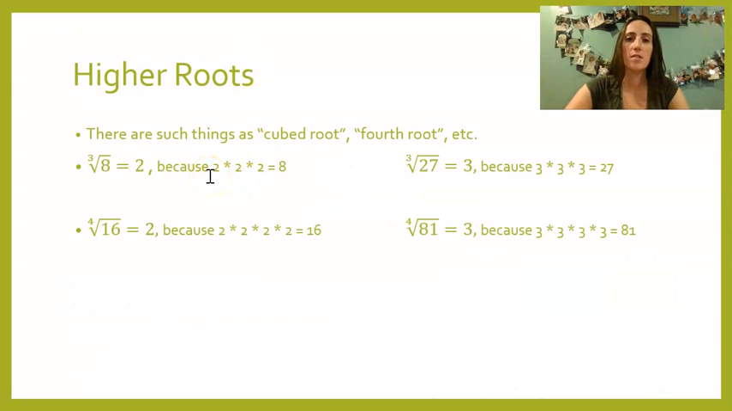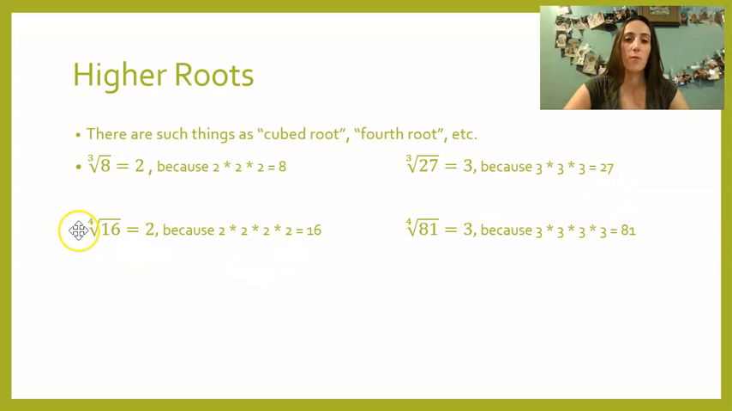Then, because we can have indexes that don't have to just be 2, we have things such as cubed root and fourth root and fifth root, etc., instead of just square roots. So if we have the cubed root of 8, that's going to give us a value of 2. I know that because 2 times 2 times 2 equals 8. I'm taking the value and multiplying it 3 times because it has a root of 3. Then, therefore, we can also have the cubed root of 27 equals 3, and we know that because 3 times 3 times 3 equals 27.